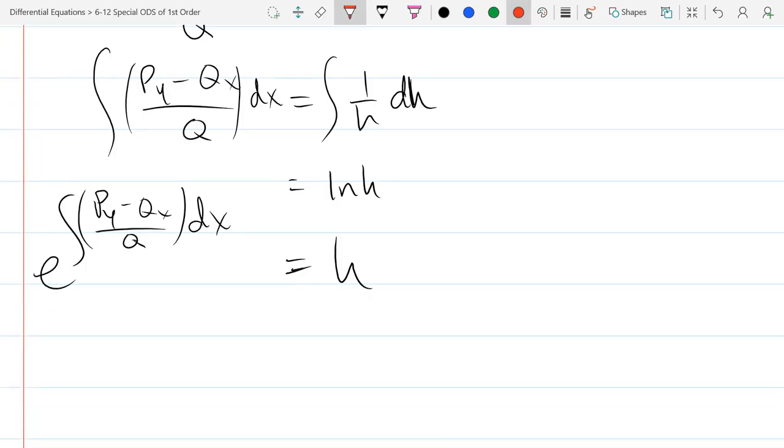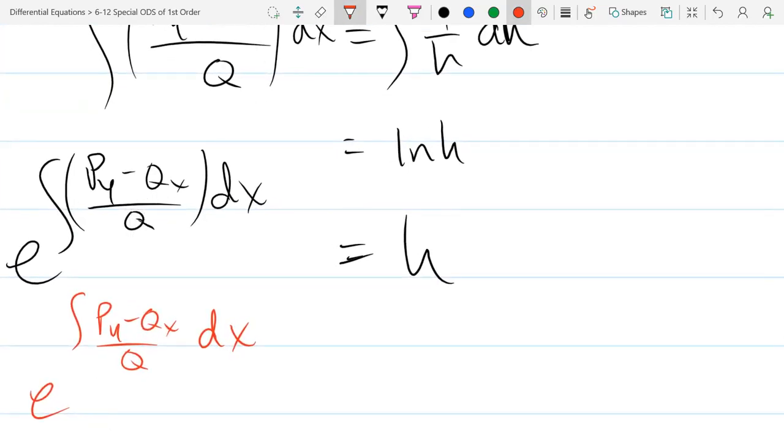I want to warn you about handwriting. This might look a little ambiguous depending on where your fraction lines up. What you don't want to do is have your fraction start to look like this, with just the integral on the top, and then you're going to divide it by q. That's not what you want. You want to integrate that whole fraction. So be careful.